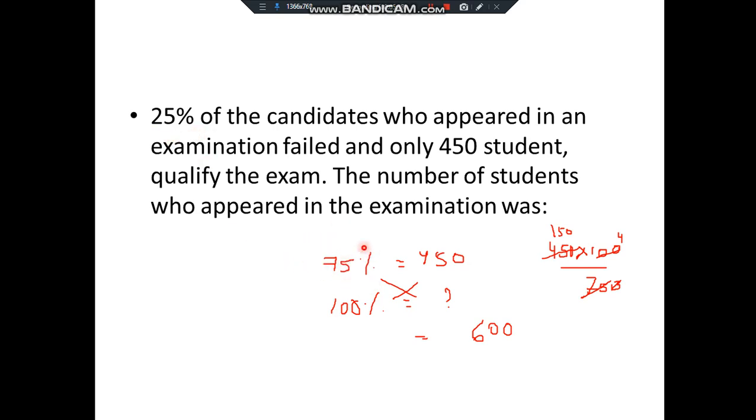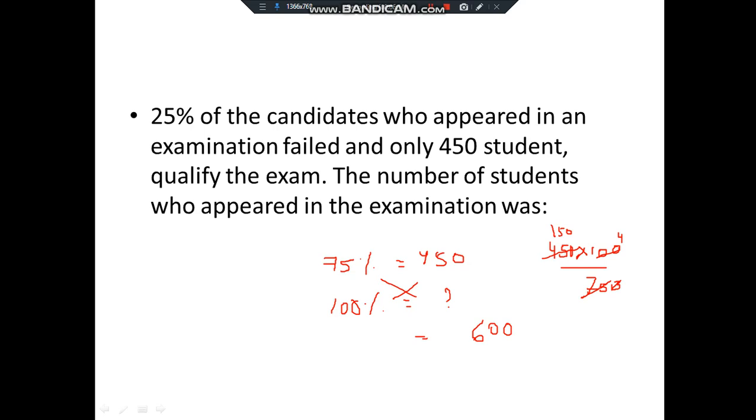So 75% passed, and they have given 450 students qualified the exam, which means 450 students passed the exam. So 75% is equal to 450, right? We have to find the total number of students who appeared in the exam, which means 100% is equal to question mark. If you can build the relation, do that, otherwise cross multiply. And finally you get the answer as 600. Try it by yourself. First read the question, pause the video and try solving by yourself and then find the answer.